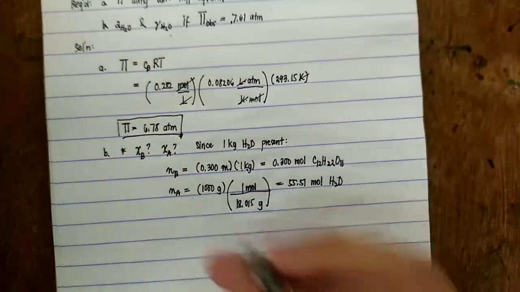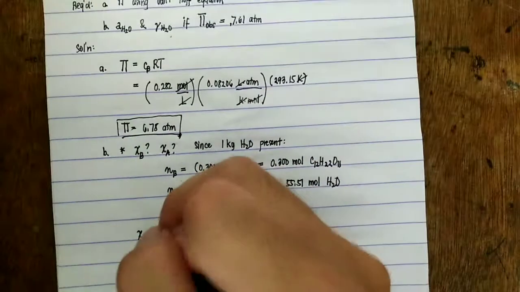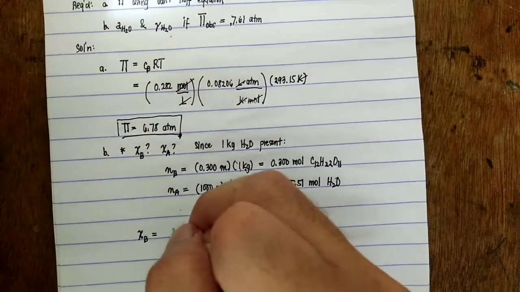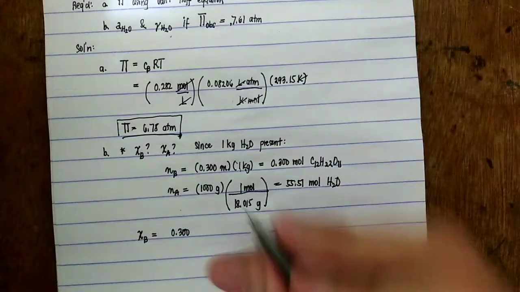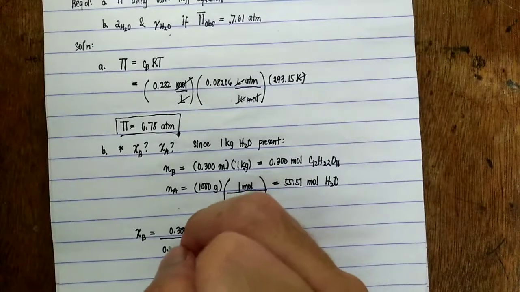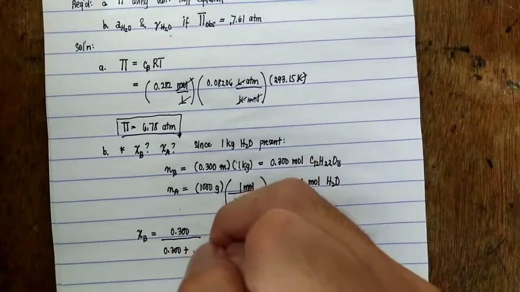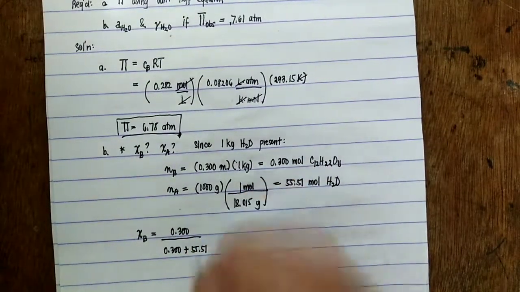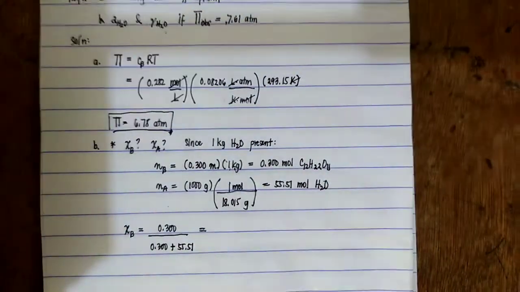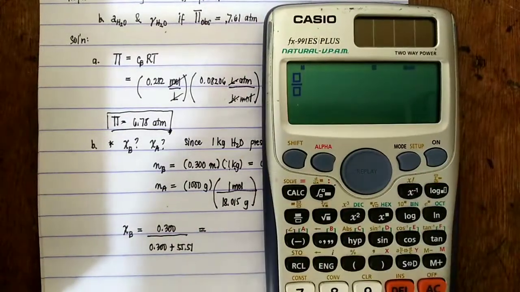So that's our segue. Now going back, let's compute the mole fraction of our solute B. So X sub B will be equal to the number of moles of the sucrose divided by the total number of moles. That's 0.3 plus 55.51. Now plugging this into our calculator, we'll get our mole fraction.